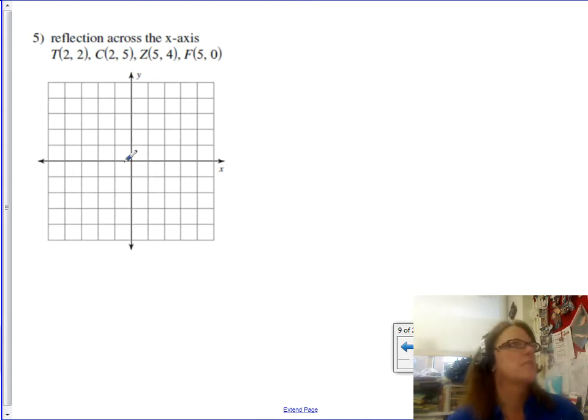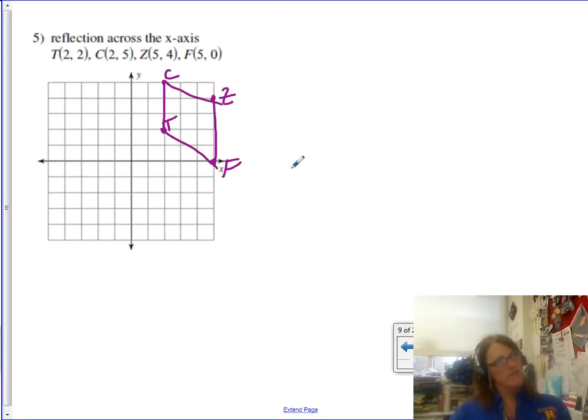It just takes it one step further where it did not give you the image, you have to graph it. So T is at 2, 2. C is at 2, 5. Z is at 5, 4. And F is at 5, 0. Okay. So this looks like some kind of either a parallelogram or no, not quite, because there's a little difference here. So some kind of quadrilateral anyway. Okay, well, now it says reflected across the x-axis again.